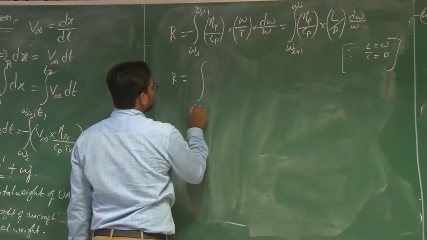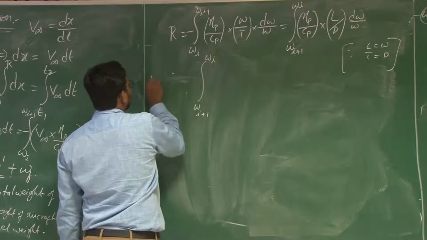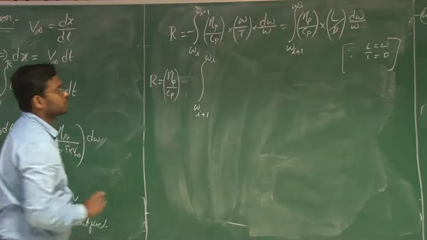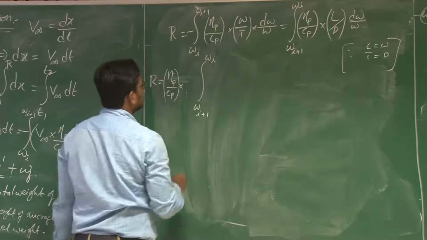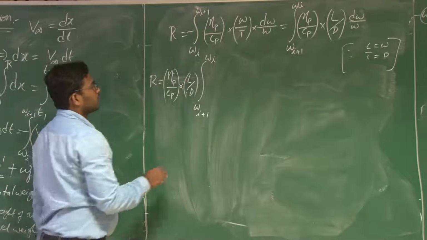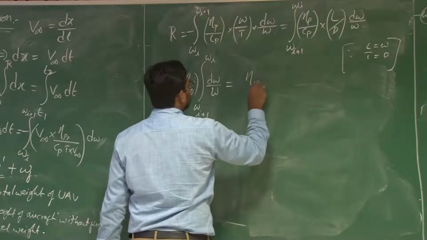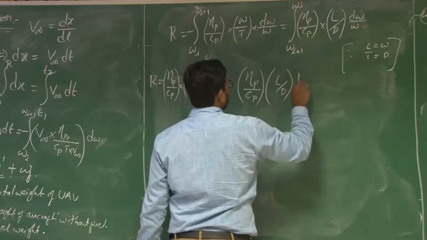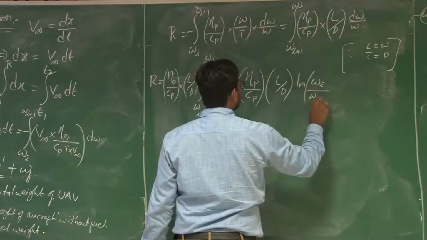So this is W of i plus 1 to Wi. R is equal to eta P and Cp, which remain constant throughout the flight, and L by D, since it's a cruise, you'll be flying at a constant L by D here, and what you have is dW by W. This equals eta of the propeller by Cp into L by D into ln of Wi by Wi plus 1.